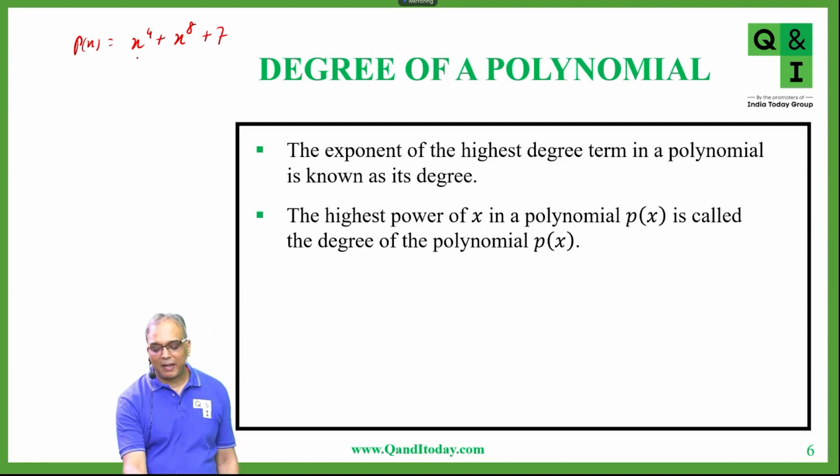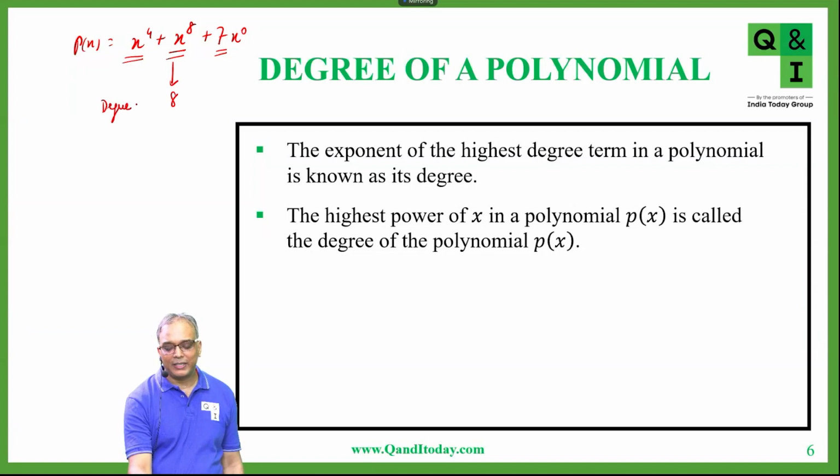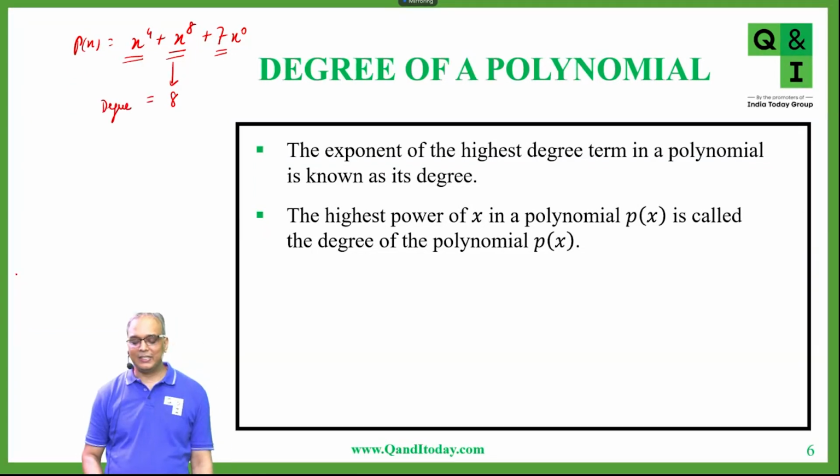So highest power, see here the power of x is 4, here the power of x is 8, and here the power of x is 0. So highest power is 8. So we will say that the degree of this polynomial is 8.